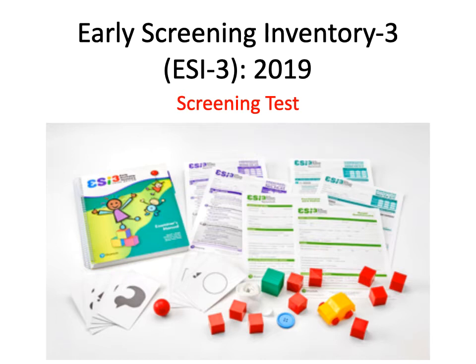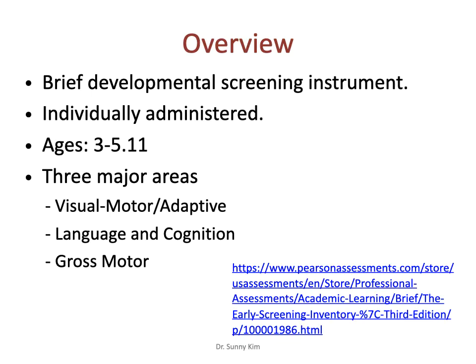Today, we are going to practice ESI-3, Early Screening Inventory, 3rd edition. This 3rd edition was published in 2019, so it is a very new version of the screening tool. This is a very brief screening instrument to measure students' development in 3 areas: visual motor adaptive, language and cognition, and gross motor skill.